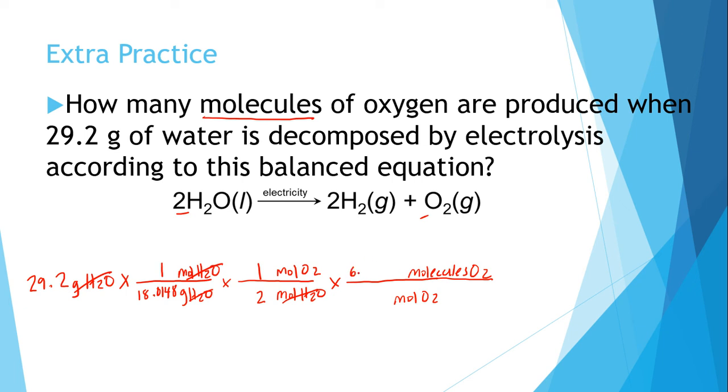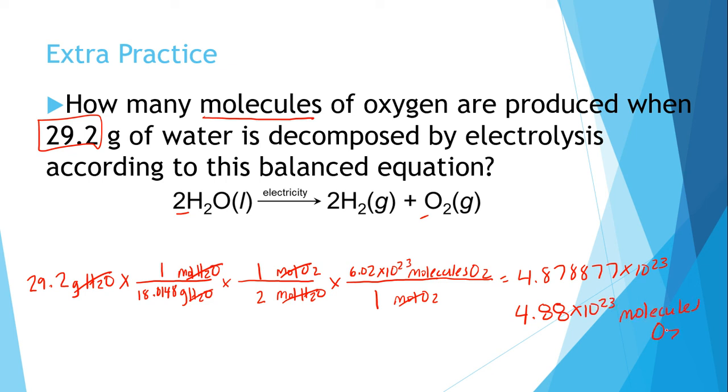And we know that Avogadro's number is used to convert to molecules. So Avogadro's number over 1 mole. This allows us to cancel moles of O2. When you solve this across, you get 4.878877, etc., times 10 to the 23rd. Based on our beginning number here, we can only have 3 sig figs, so 4.88 times 10 to the 23rd molecules of O2.